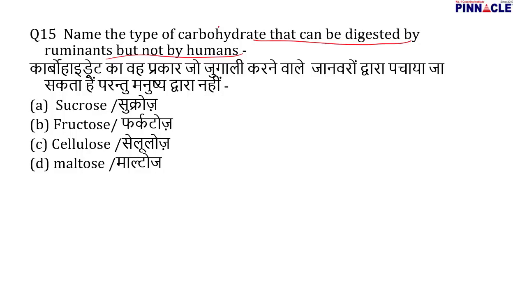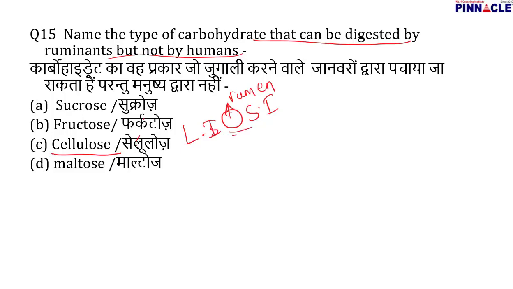First of all, try to understand who ruminants are. Ruminants are basically those organisms which have a large sac-like structure, generally present between the large intestine and the small intestine. That sac-like structure is called the rumen, and it contains certain bacteria that are capable of digesting cellulose.